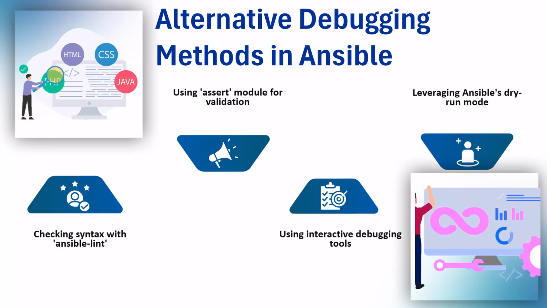If the debug module isn't cutting it, don't panic. Alternative methods exist. The assert module helps validate conditions before they cause trouble. Dry run mode lets you see what will happen before it actually does, like a crystal ball for playbooks. Syntax errors? Ansible lint to the rescue. And for real-time debugging, interactive tools can help track errors fast.